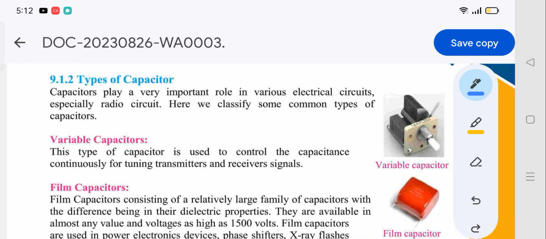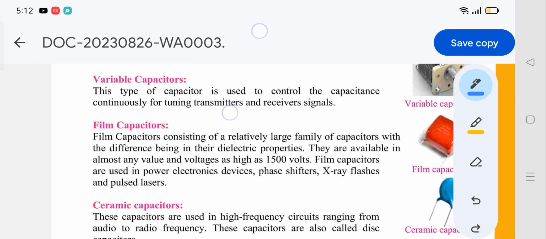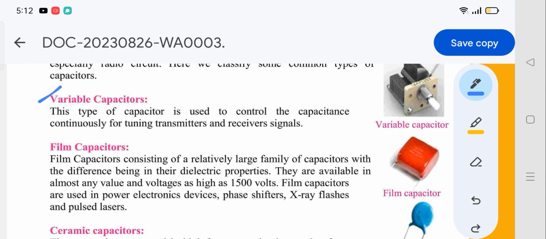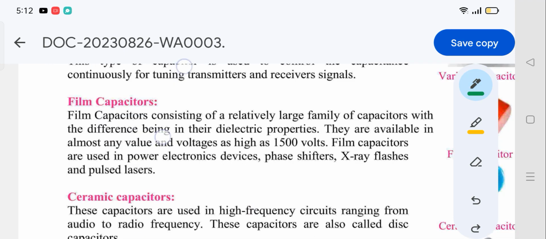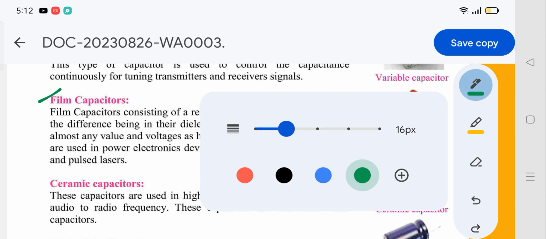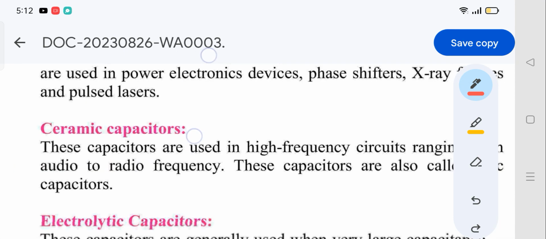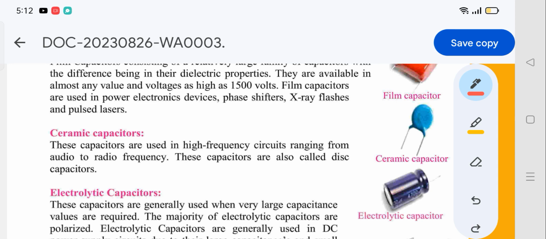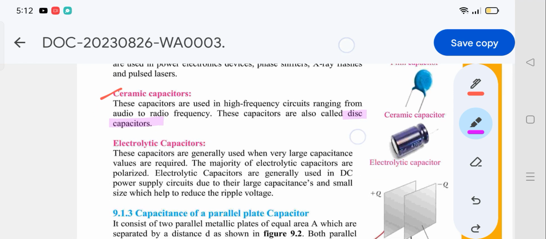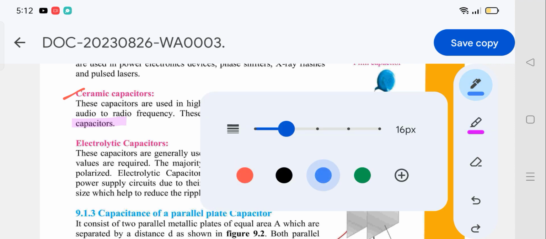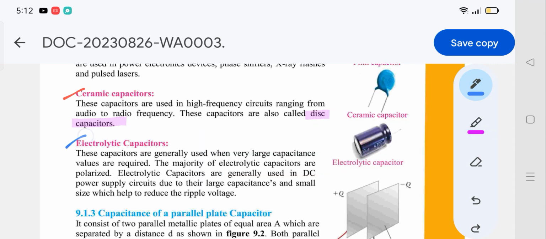So we discussed our four basic types of capacitors. We discussed variable capacitors, then the film capacitors, then the ceramic capacitors, and the second name of the ceramic capacitors was disc capacitors, as you can see here. Then we discussed our last type, the electrolytic capacitor, which is very commonly used in the DC power supply, as you can see.